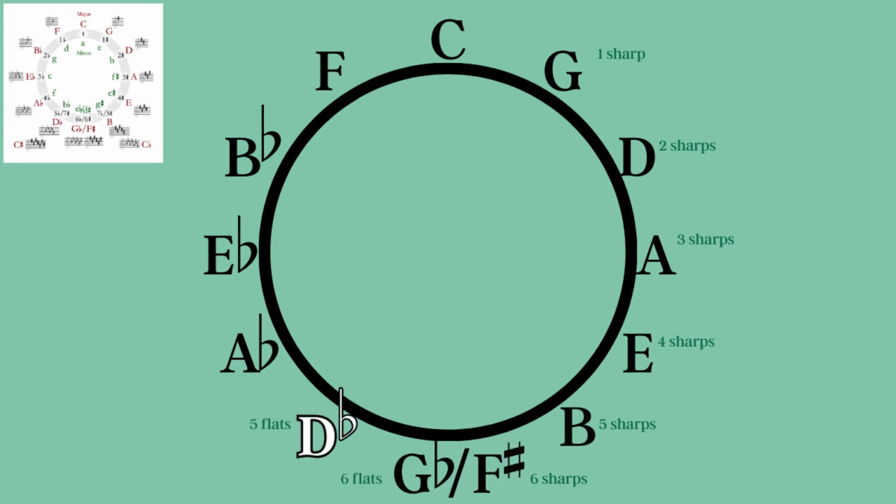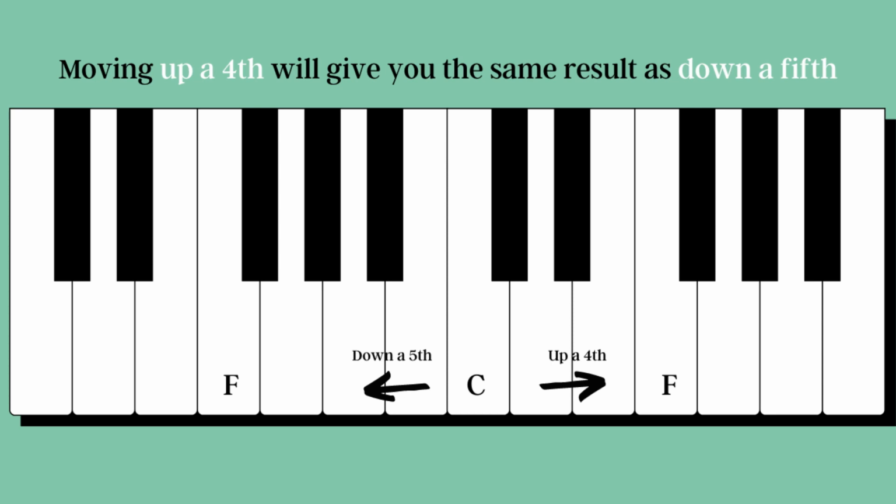D flat is the fifth above G flat. A flat is the fifth above D flat. E flat is a fifth above A flat. B flat is a fifth above E flat, F is the fifth above B flat, and C is the fifth above F, and we come full circle. That also means that the counterclockwise motion is moving down in fifths. F is a fifth below C, B flat is a fifth below F, E flat's a fifth below B flat, A flat's a fifth below E flat, and so on. Some people like to envision the counterclockwise motion to move up in fourths, which is technically correct. Whichever way works best for you personally, because the end result is the same.